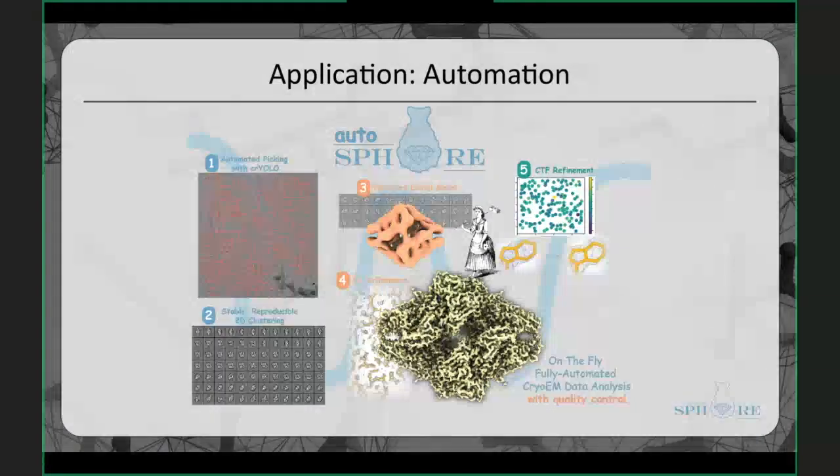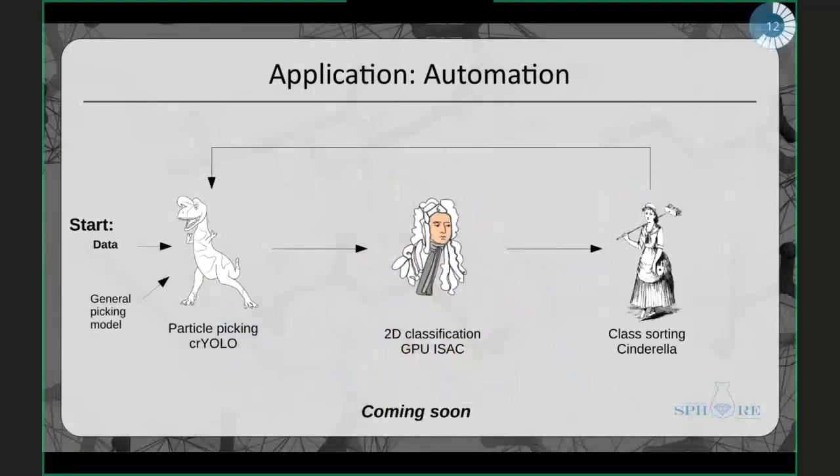All right. And another application that we are working on right now is the automated training of crYOLO for any data set. And this works as follows. You start with your data, with some set of micrographs and a general picking model that comes with crYOLO, which is basically pre-trained and works on new unseen datasets as well.